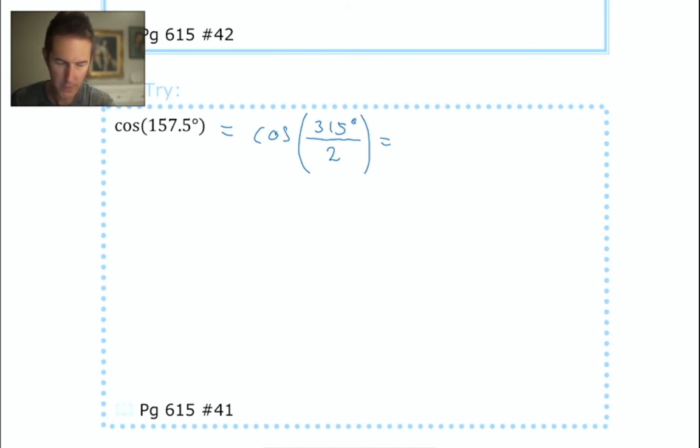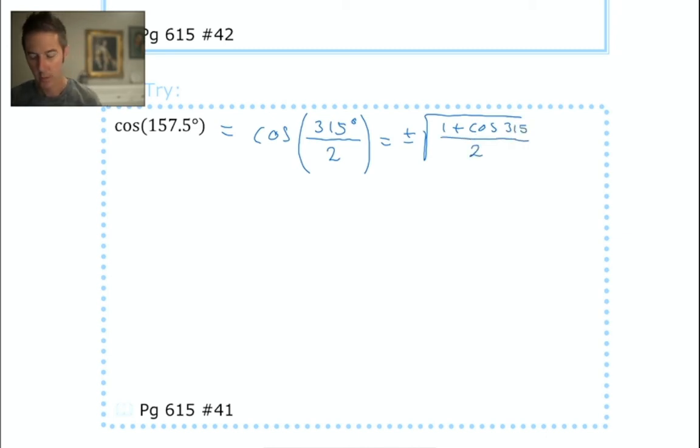Nice. So 315 is my theta value, and I'm looking at my formula sheet, and I'm looking up the half angle identity for cosine. My sheet says that the cosine of alpha is equal to plus or minus the square root of 1 plus cosine of my angle measure, which is 315, all divided by 2. And off we go. I'm going to speed this one up just a little bit since I narrated the heck out of that last one.